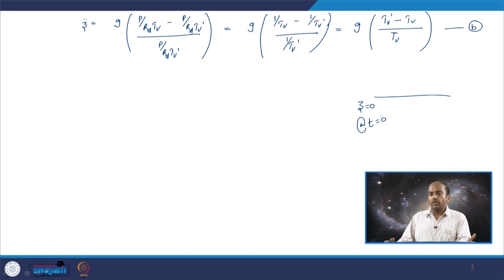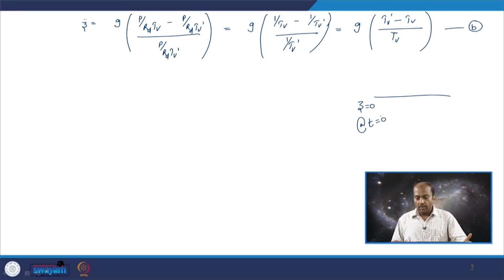The parcel will move such that there is an acceleration, right. If the parcel is moving with a uniform velocity, that is the velocity remains constant with respect to time, then the acceleration will be 0. But if there is an external force that has been applied, there should always be an acceleration, right.